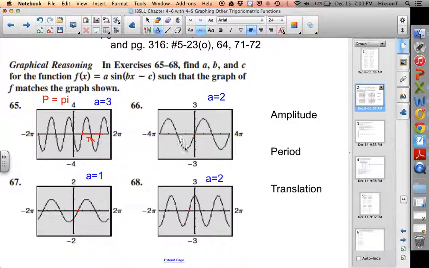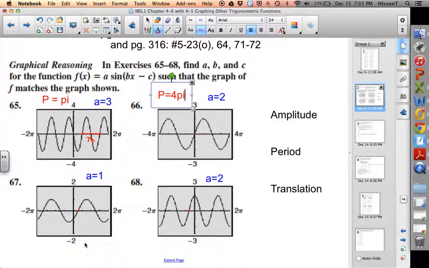Here, you'll notice we don't get back to 0 until all the way over here. So the period goes from 0 to 4 pi. So our period equals 4 pi.